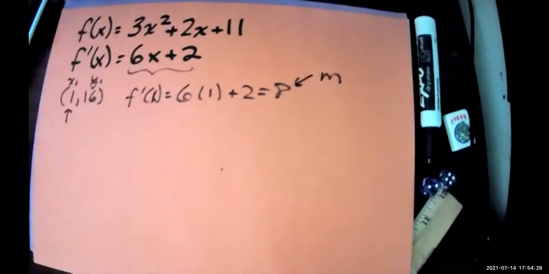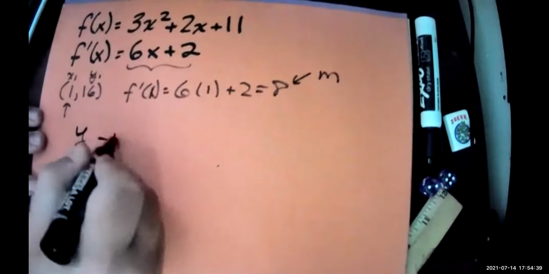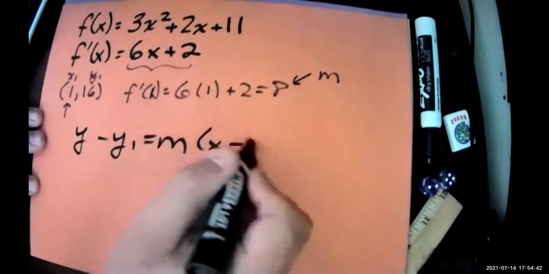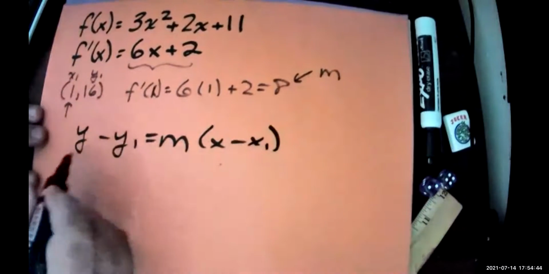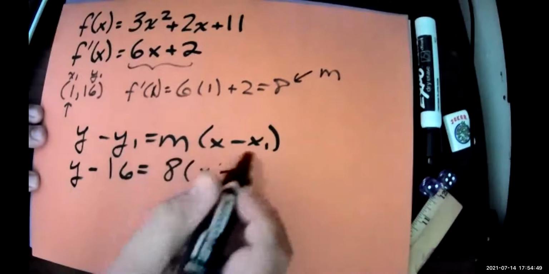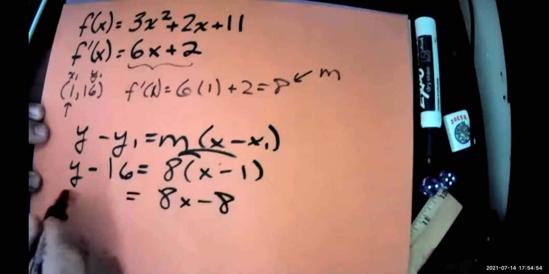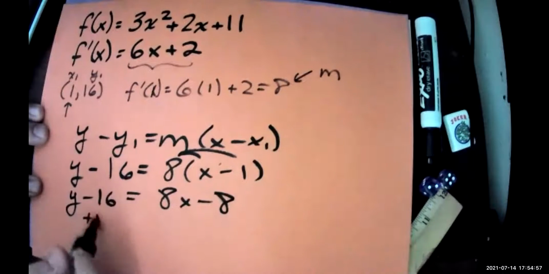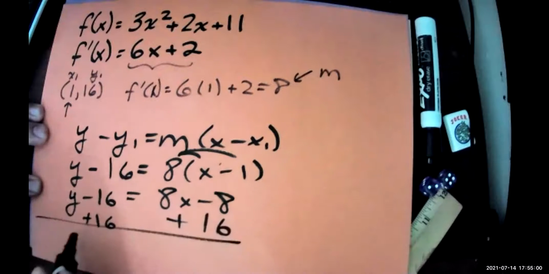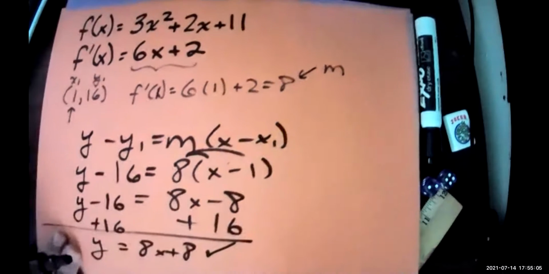So now you're in a position to use any old tactic you had from back in 9th grade to figure out how to write the equation of a line that goes through a point with a given slope. Use the point slope formula. All right. Y1 is 16, M is 8, X1 is 1. Distribute, and then add 16. There you go. All right.